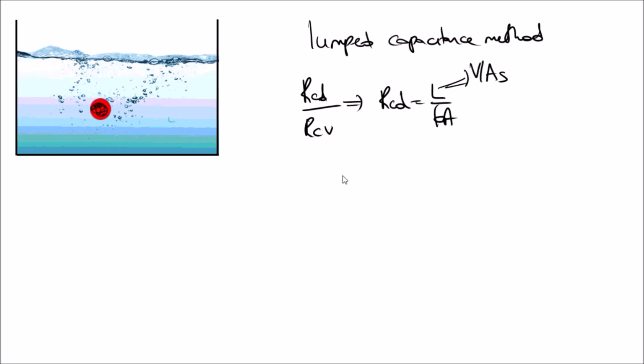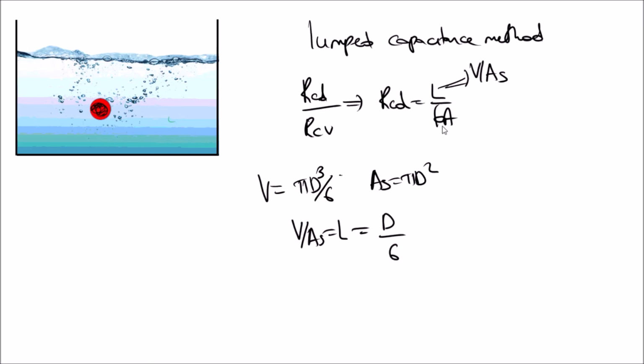And if you write it, volume by surface area: the volume of the sphere is pi d to the power of 3 divided by 6, and the surface area is pi d squared. If you divide it, volume by A_s will be L, and that will be equal to diameter by 6. And the K times area, the area is the surface area. We can write it as surface area. And R_cv is again 1 by h times surface area.